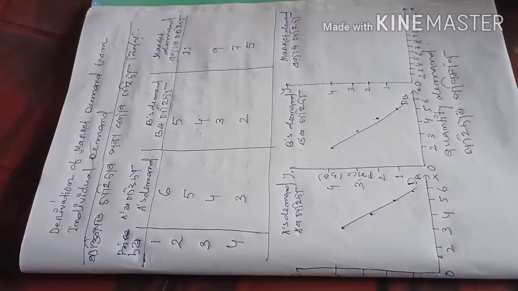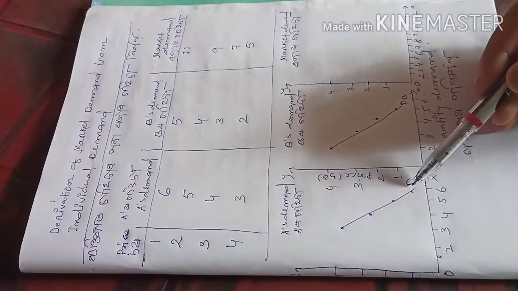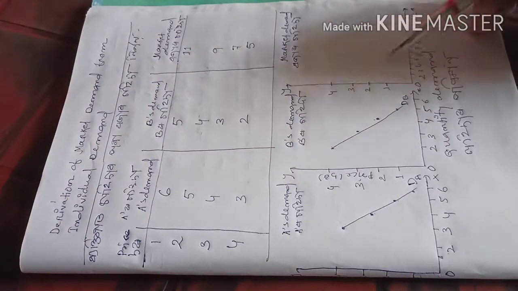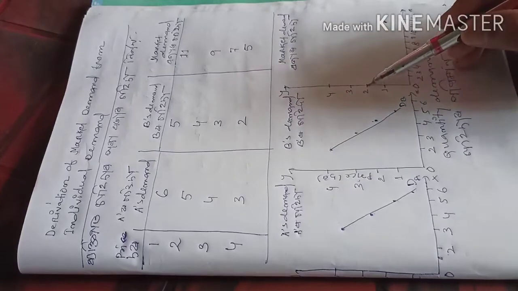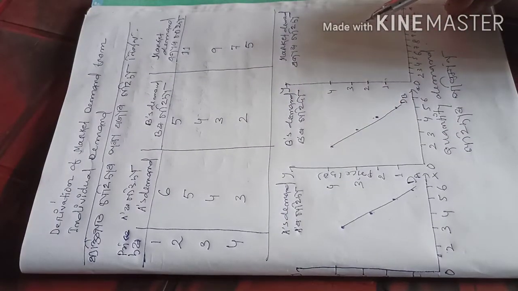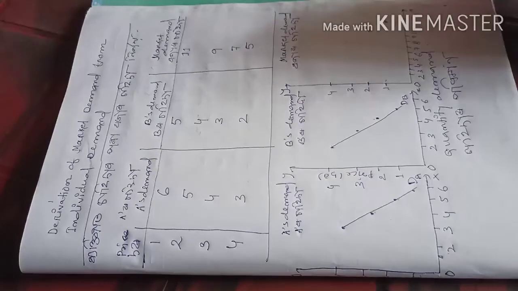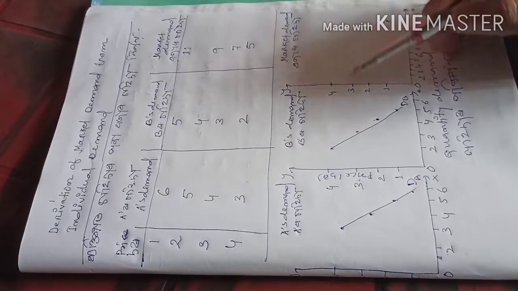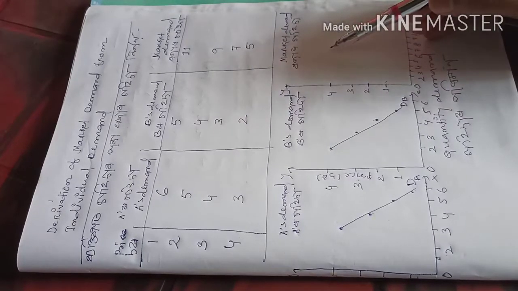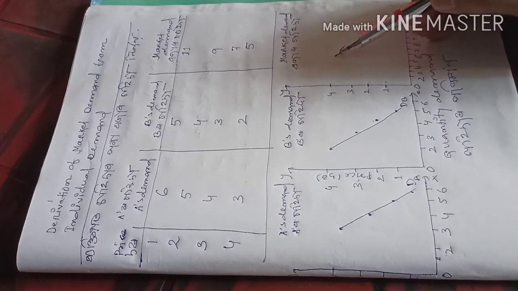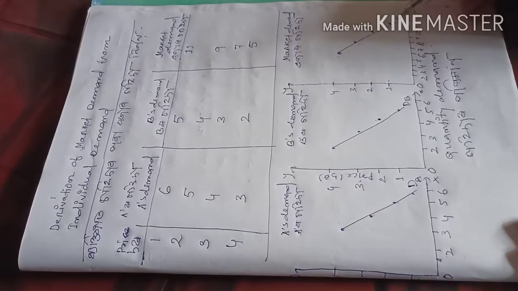Now if we sum up this, we will get the market demand. For example, when the price is 1, the individual demand of A is 6 and B is 5, so the market demand will be 11. So it will be 11 for price 1. For price 2, it will be 9. For price 3, it will be 7, and for price 4, it will be 5. So if we sum up this, we will get a market demand curve.